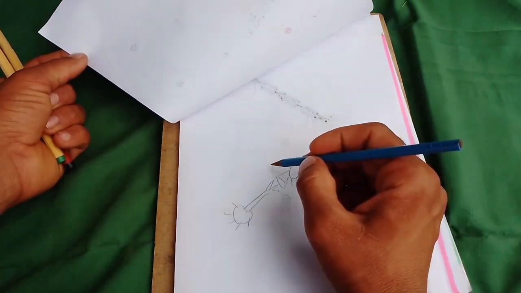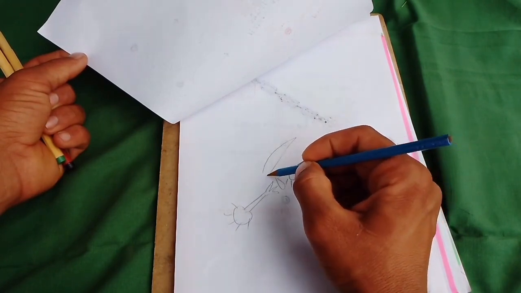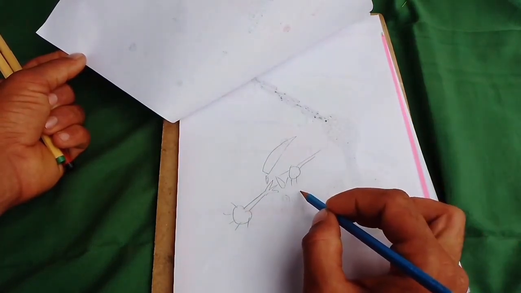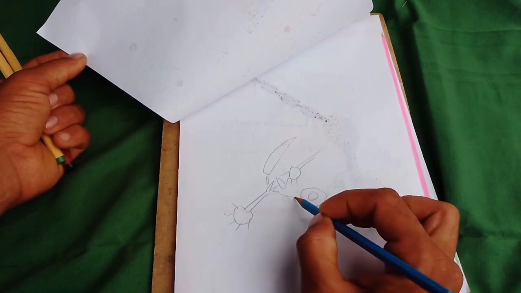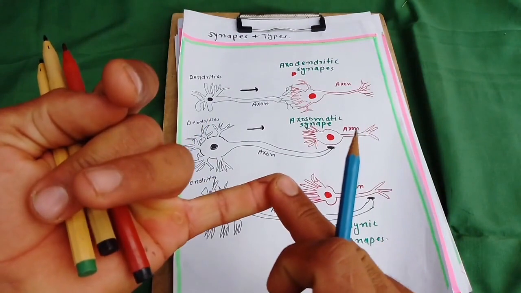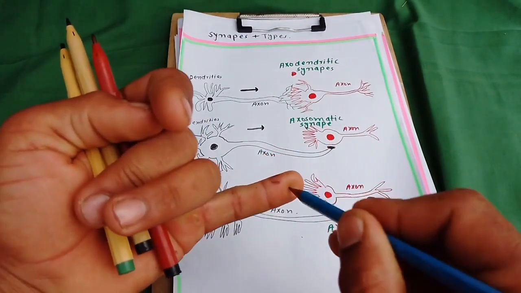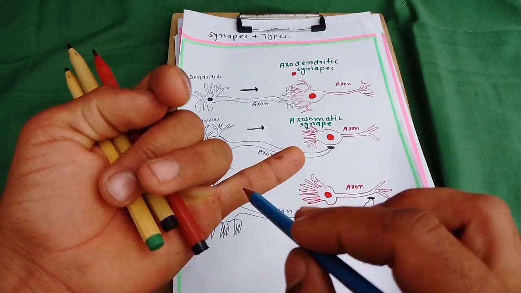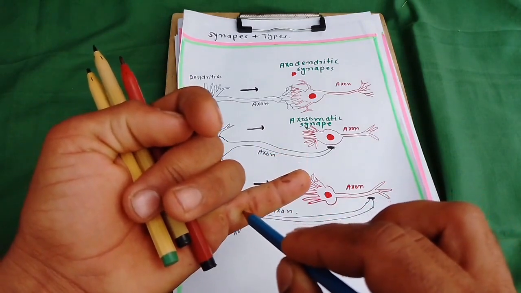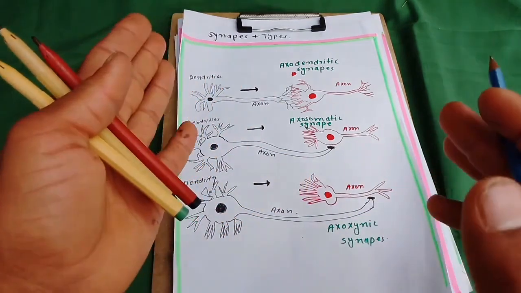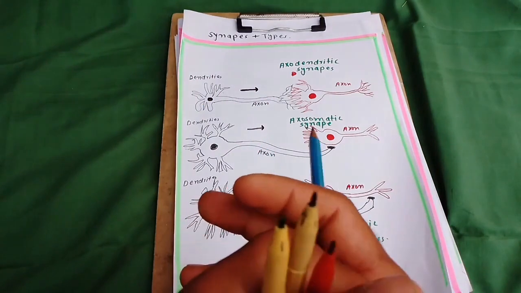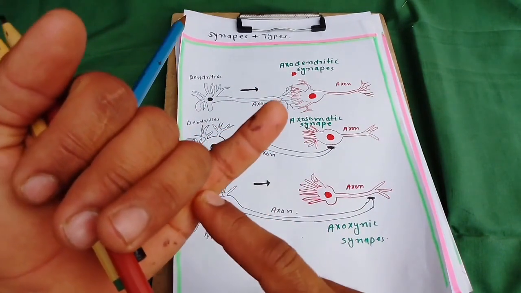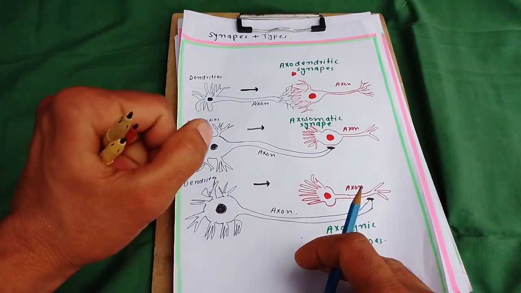When one neuron communicates with the muscle cells, this is the muscle cell, this site is called synapse. When one neuron communicates with the glandular cell, this is the glandular cell, it is called synapse. So synapse is the communicating site where two neurons communicate with one another, or one neuron communicates with the skeletal muscle cell, or with the glandular cell. They make a specific junction, which is called synapse. Nervous system, muscular system, and glandular system communicate with one another with the help of the synapse.